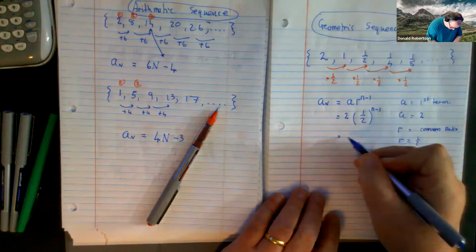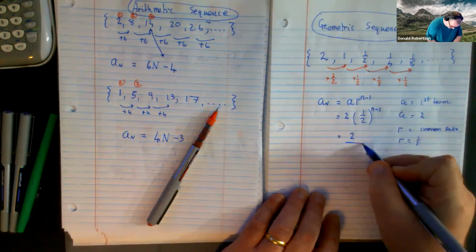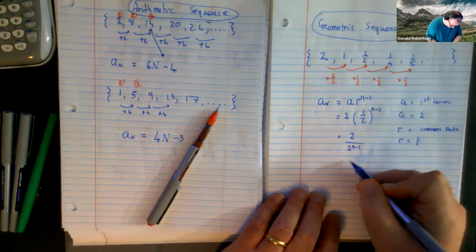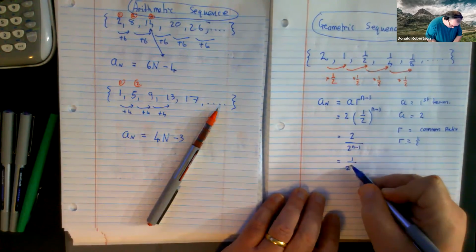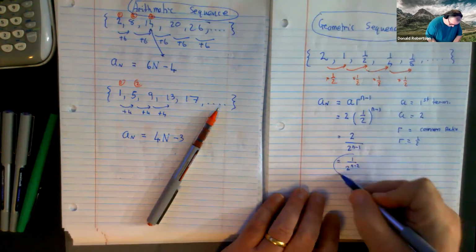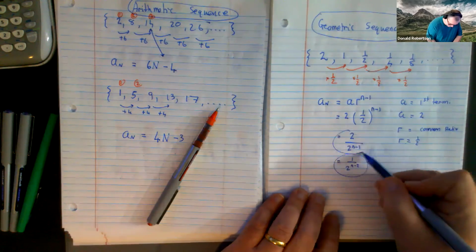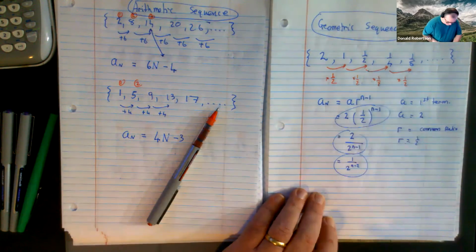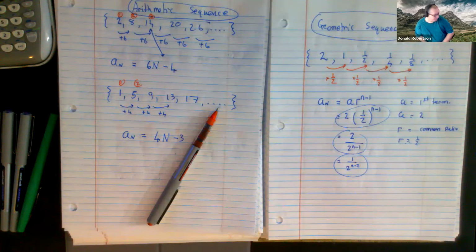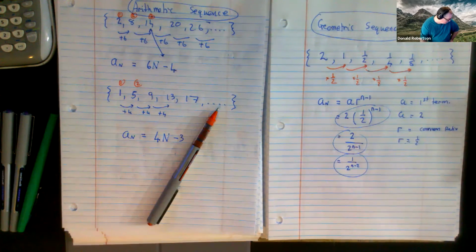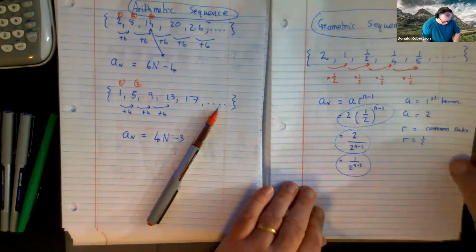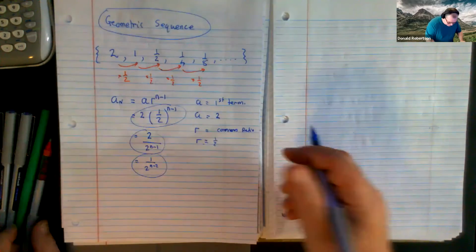And if I wanted to make this a little bit prettier, I could write it in lots of ways. I could write it like this. I could write it like that. I could just leave it alone and write it like that. They're all the same thing. So when that happens, we call that a geometric sequence. Let's do another geometric one.